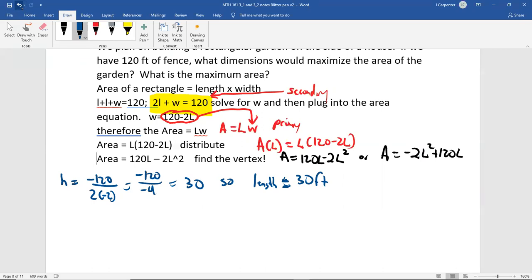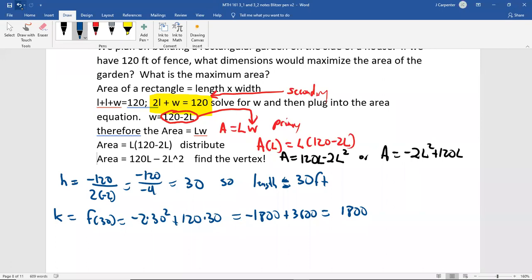If you go ahead and find the K, well, the K is just plug in the H value, so F of 30, which is negative 2 times 30 squared plus 120 times 30. 3 squared is 9, just put another 0, so that's 900. 900 times 2 is 1800, so that's negative 1800. 12 times 3 is 36, just tag on those two zeros, so that's plus 3600, which when you add those, you get positive 1800.